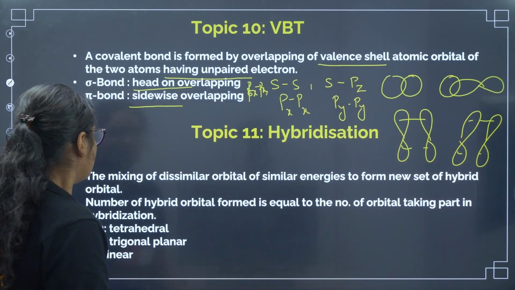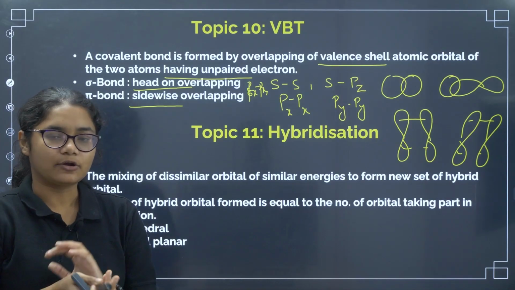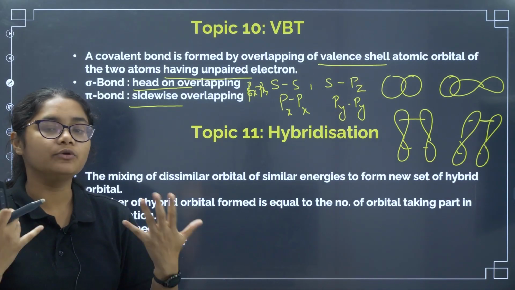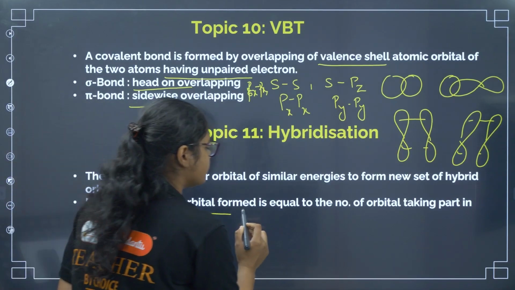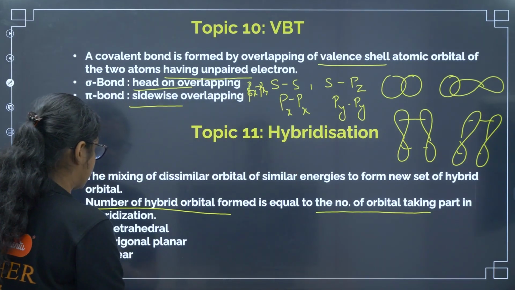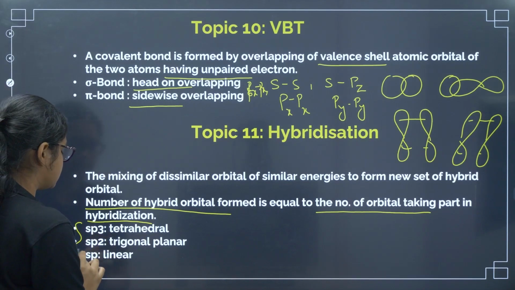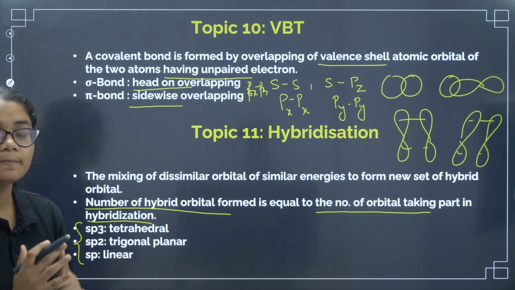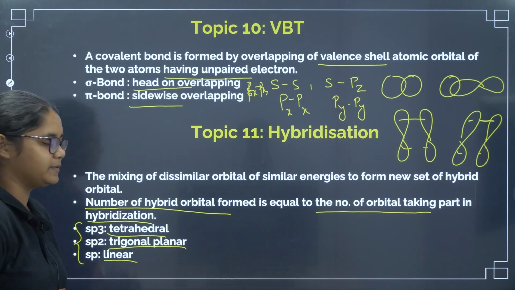Okay. Now coming to hybridization. According to hybridization, what happens? The valence atomic orbitals mix and form new hybrid orbitals. The number of hybrid orbitals formed, this is very important, is equal to the number of orbitals taking part in the hybridization. So in your syllabus, you have 3 important hybridizations: sp3, sp2 and sp. sp3 gives you tetrahedral, sp2 trigonal planar, and sp is linear.